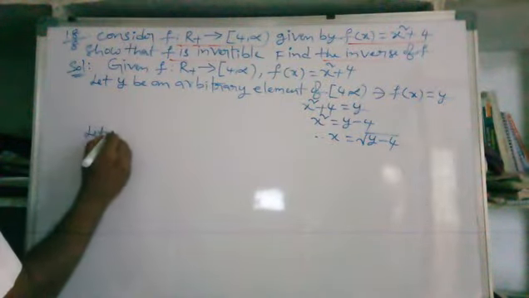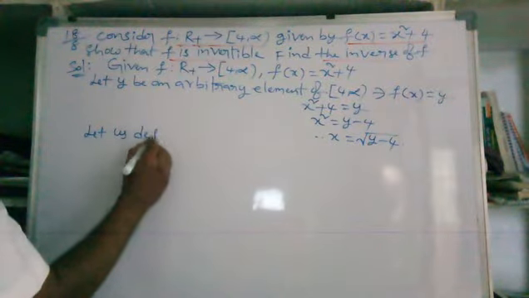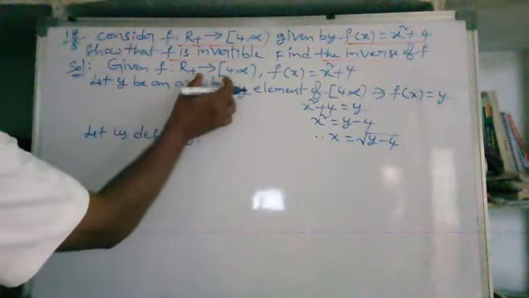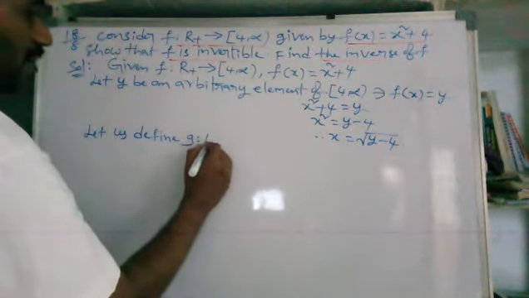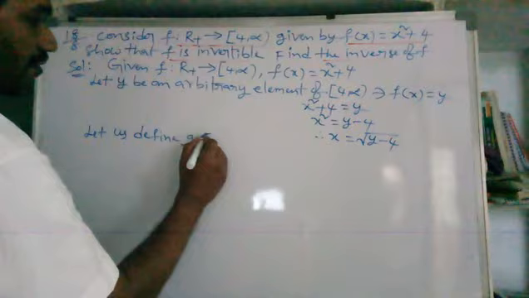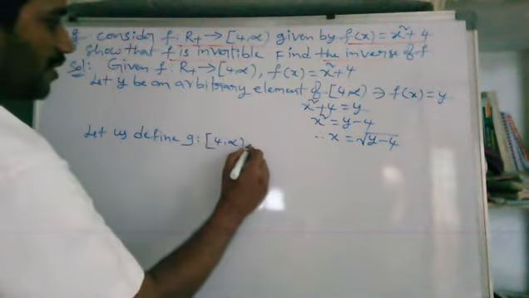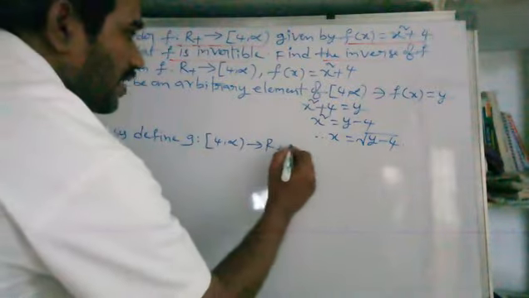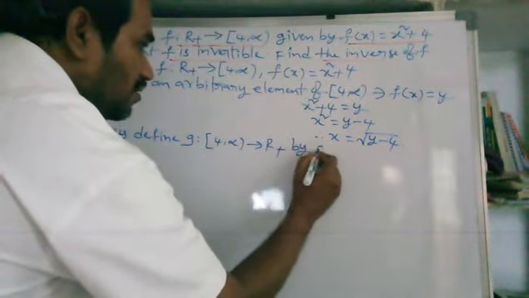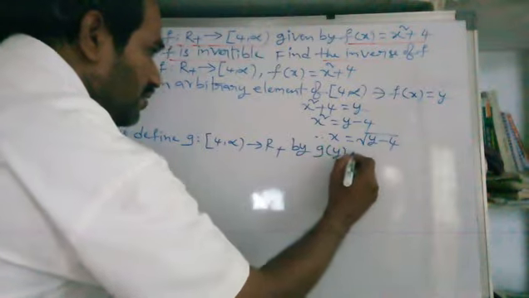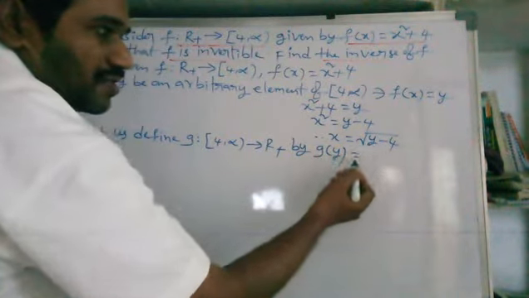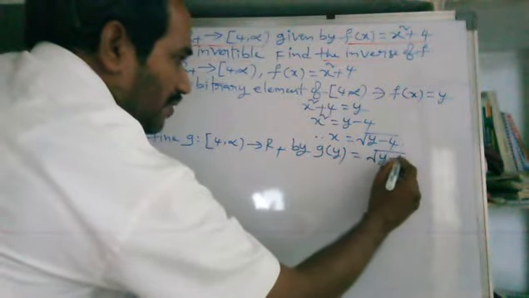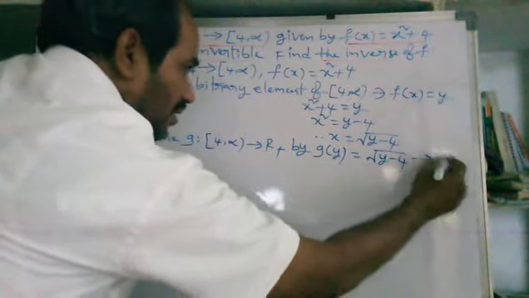Next, let us define g, changing the domain and codomain. g is mapping from the closed interval [4, infinity) to R plus, by g of y is equal to square root of y minus 4. All problems are the same here. So g of y is square root of y minus 4. That is equation number 1.